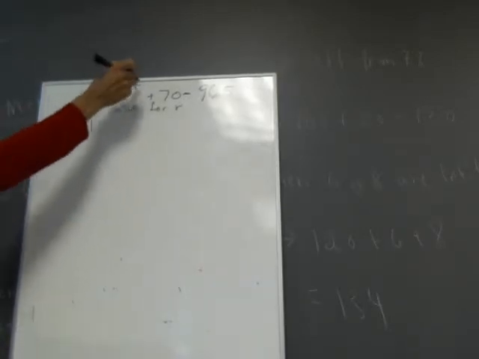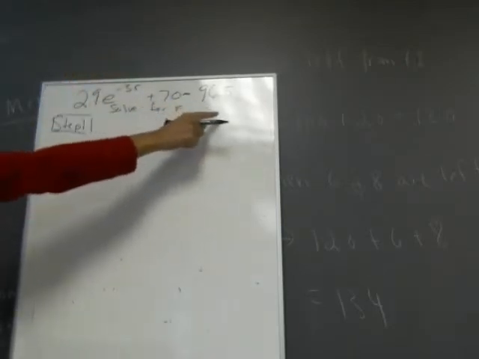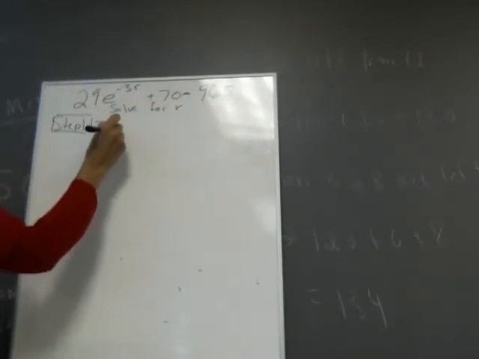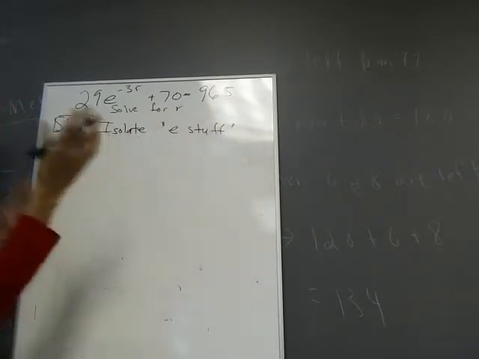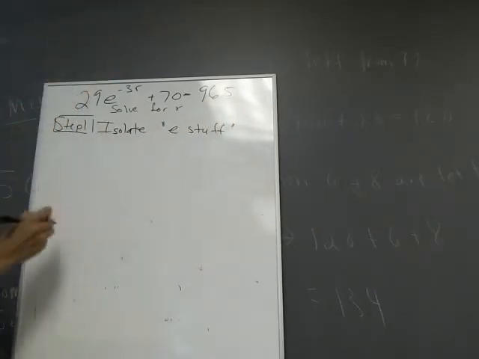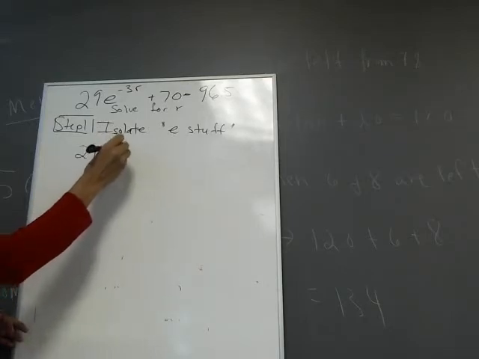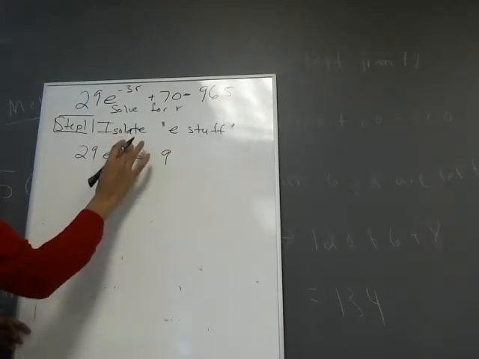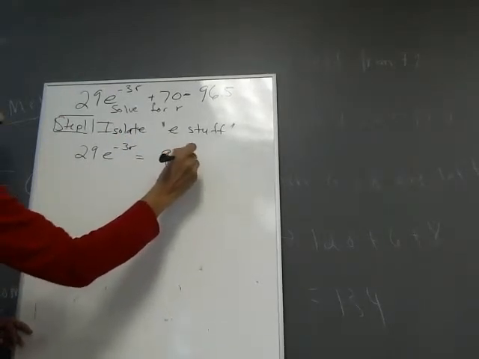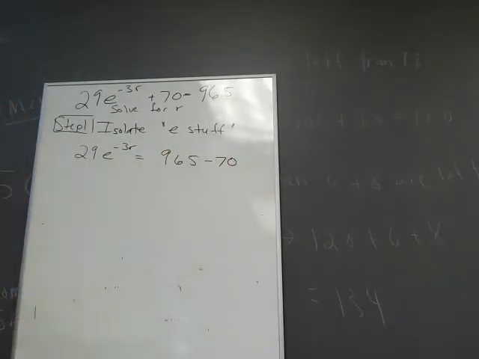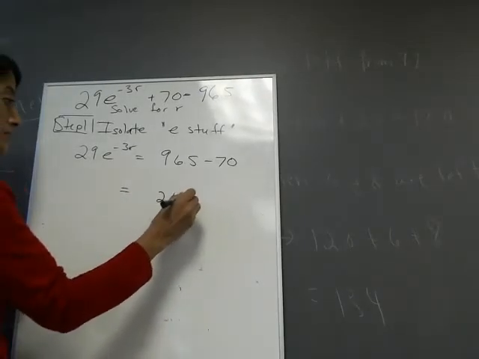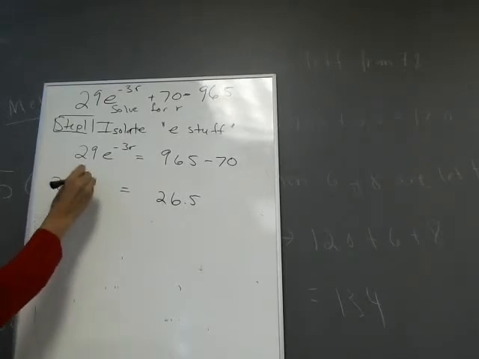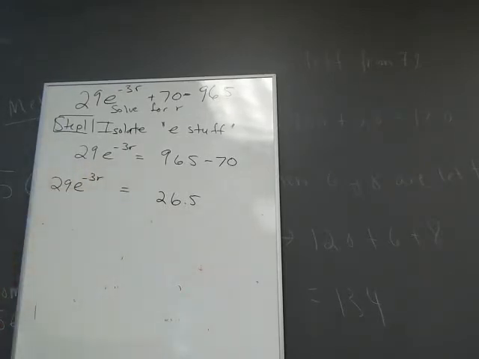Step 1 is you isolate this term by bringing the 70 over to that side. Anything attached to the E stays on the left. Anything not attached to the E goes on the right. So I'm going to take that 70 over to that side. So this is where I'm at now. Good?